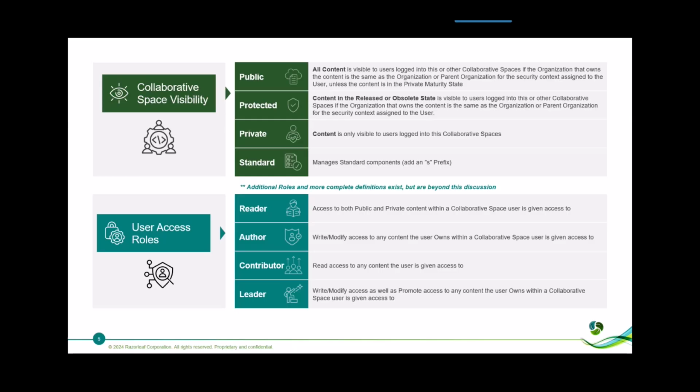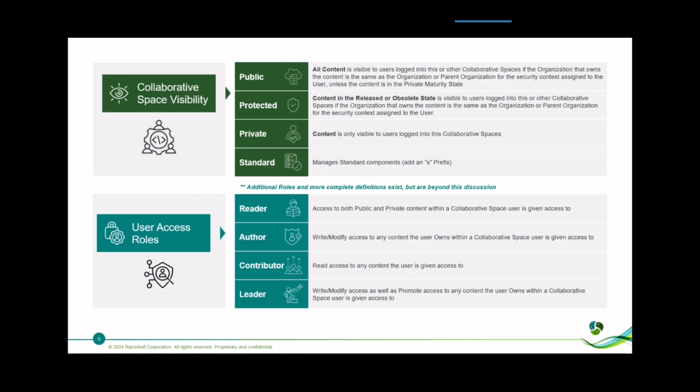I'll go back to protected for a moment. Whether I'm added to that protected collaborative space or not, if I belong to the company that owns that collaborative space, when those objects move to a released or obsoleted maturity state, I will then be able to see them, whether I'm added to that collaborative space or not. Standard manages standard components, and it adds a prefix of a small s to the components, parts, and document data added there so that you can identify that it's a standard component.